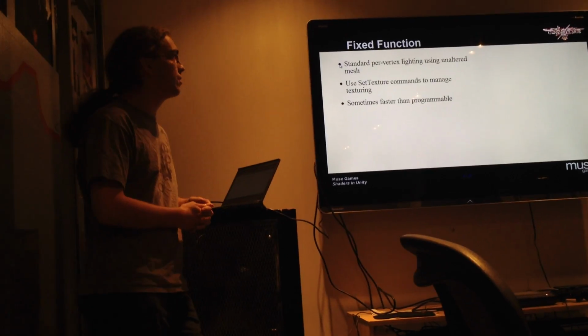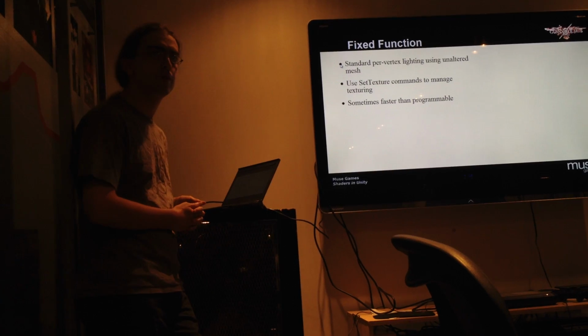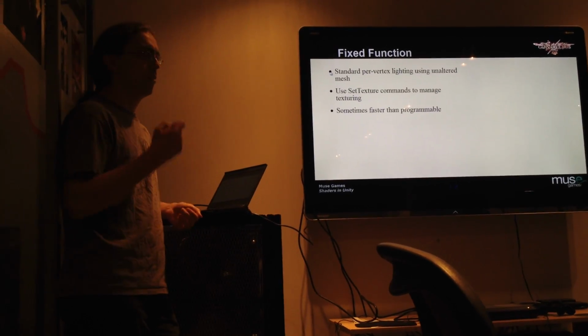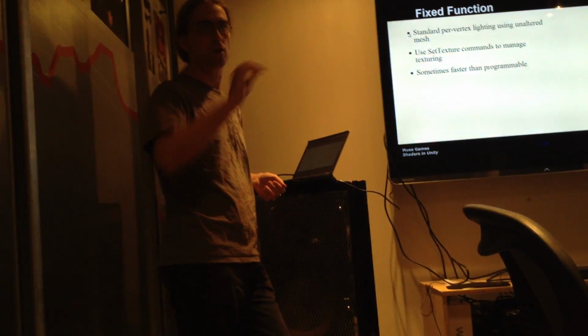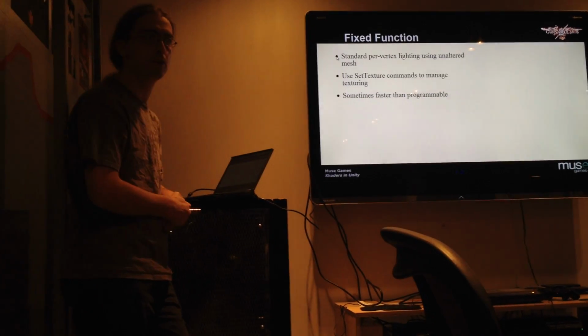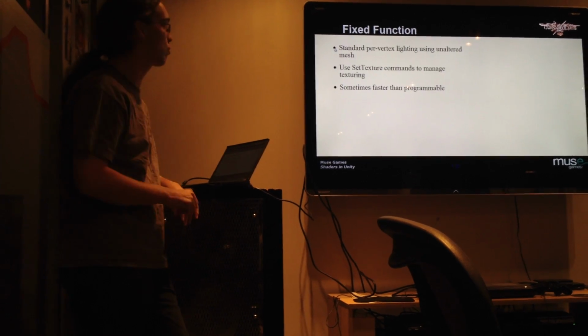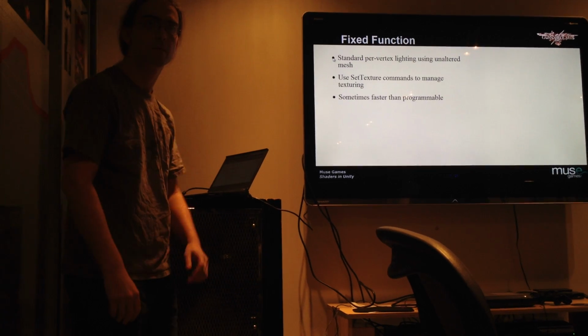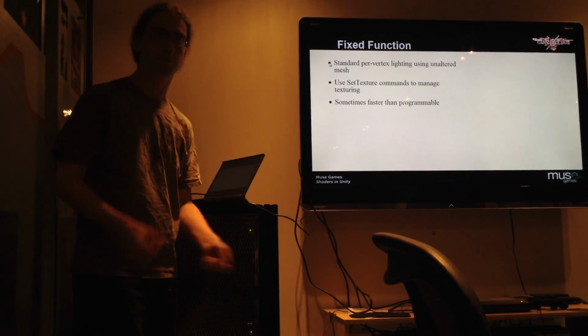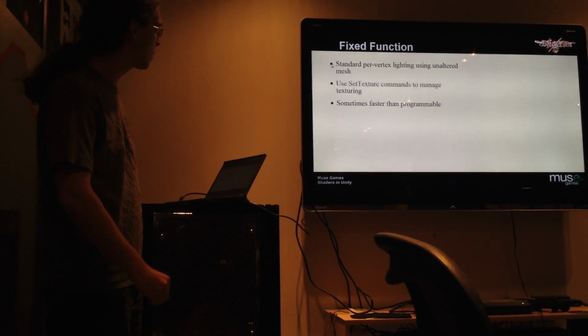Fixed function is, again, the old method of GPU rendering. Lighting information is calculated for every vertex. The results are interpolated just linearly between vertices across any given triangle. The mesh is exactly what you pass into Unity. Same UVs, same position, same color information.